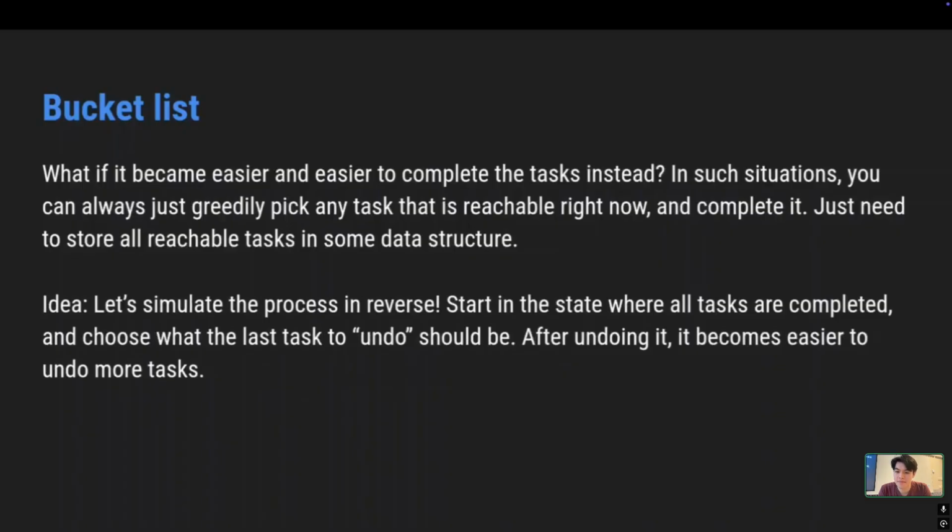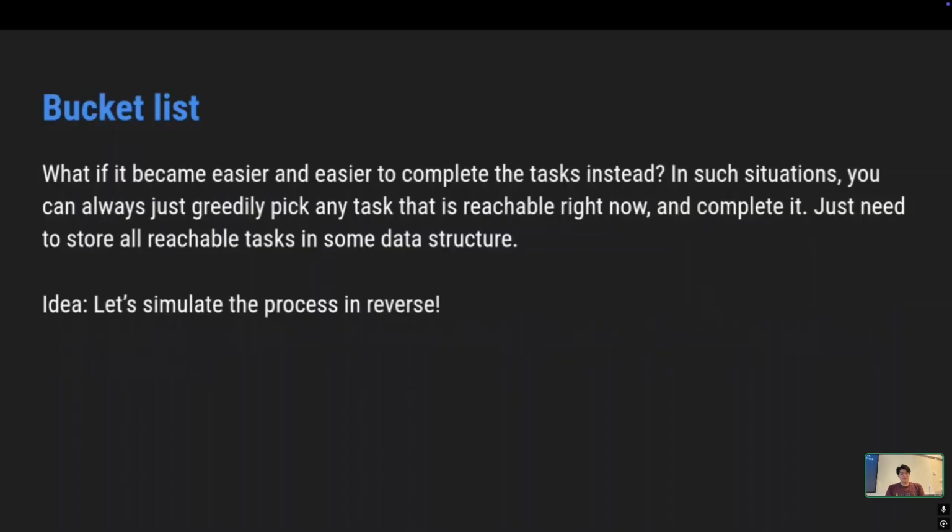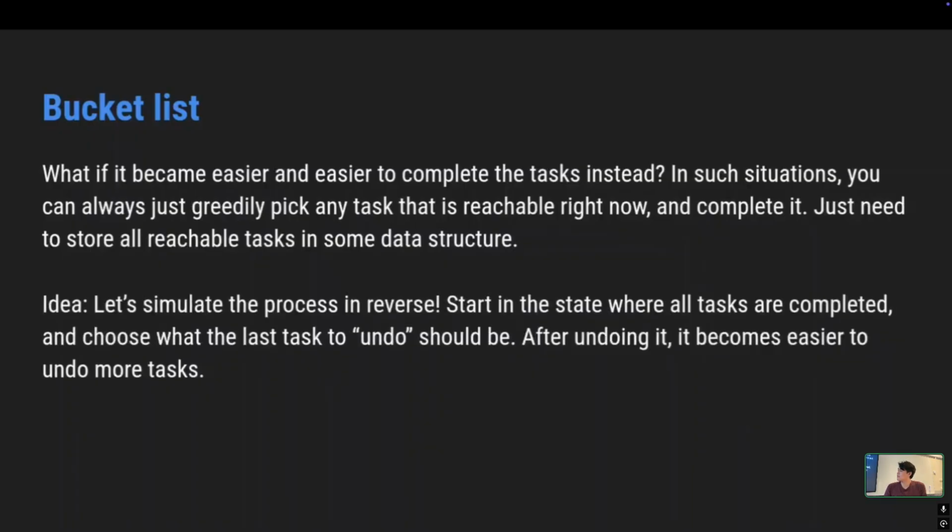And when we undo tasks, instead of getting older and poorer, since we are doing it in reverse, we actually get younger and richer every time. So it becomes easier to undo more tasks. So if you just do it in reverse, you literally get this other version where things get easier and easier instead. So now you just need to solve that.